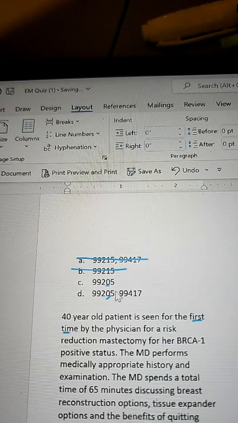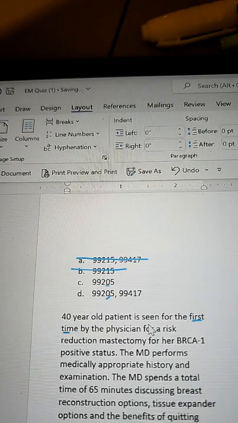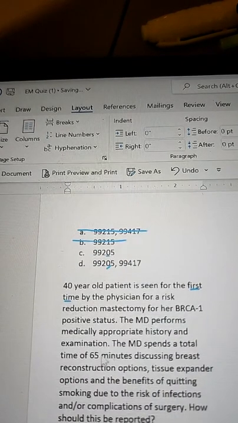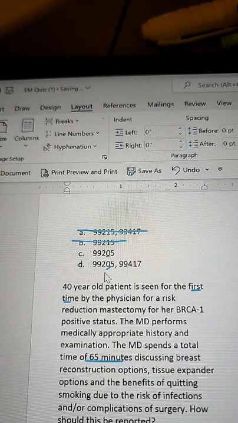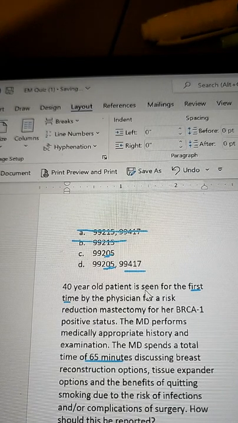Okay. And then we just need to know if we need to add extra time to this or not. We have a time of 65 minutes. Is 65 minutes included in 205, or do we need to add more time to it by adding prolonged services? That's all we need to know. There's no reason to read any more of the question.